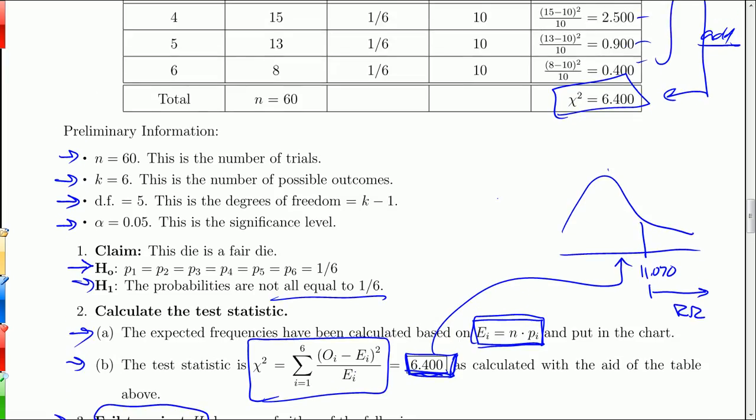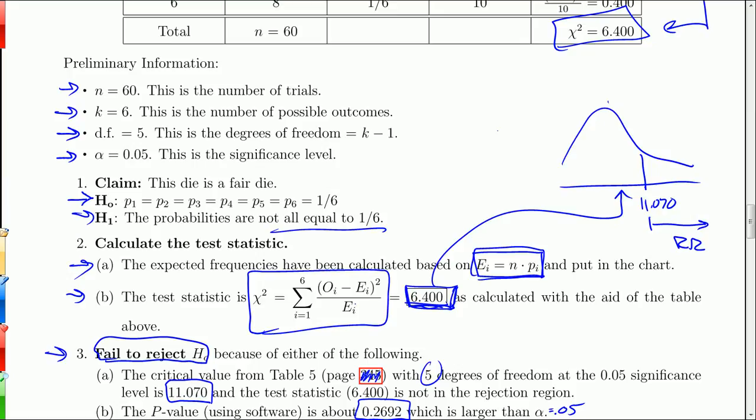We failed to reject. The null hypothesis is that all of the probabilities are the same. The null hypothesis is that the die is a fair die, and I have not rejected that. That makes me think the die is probably fair, but I didn't really prove that it is fair. All I did was say there's not enough reason for me to believe that it's not fair.